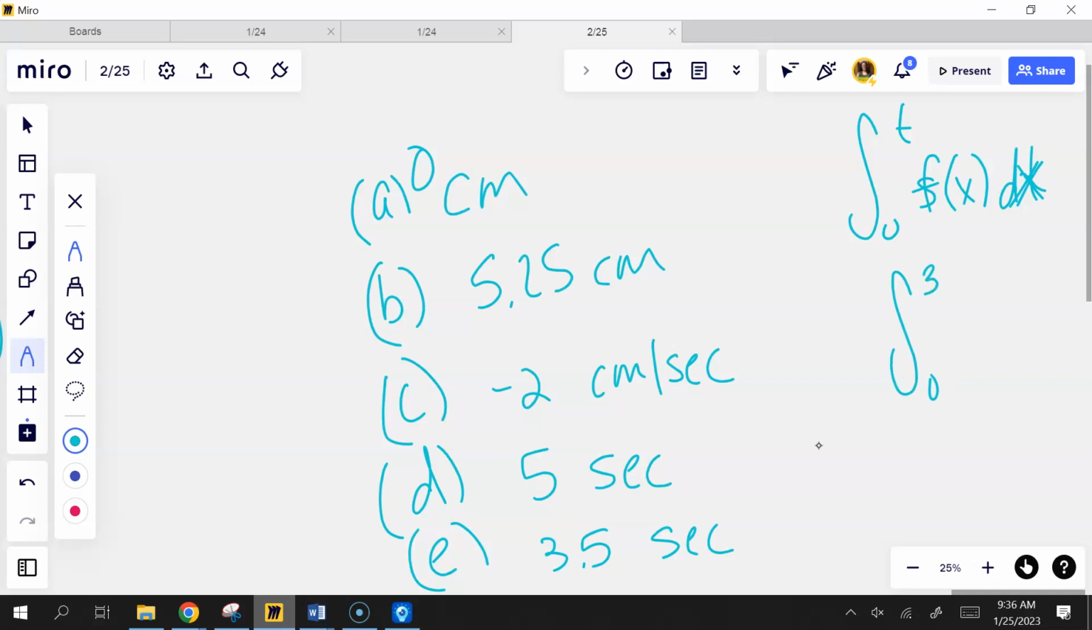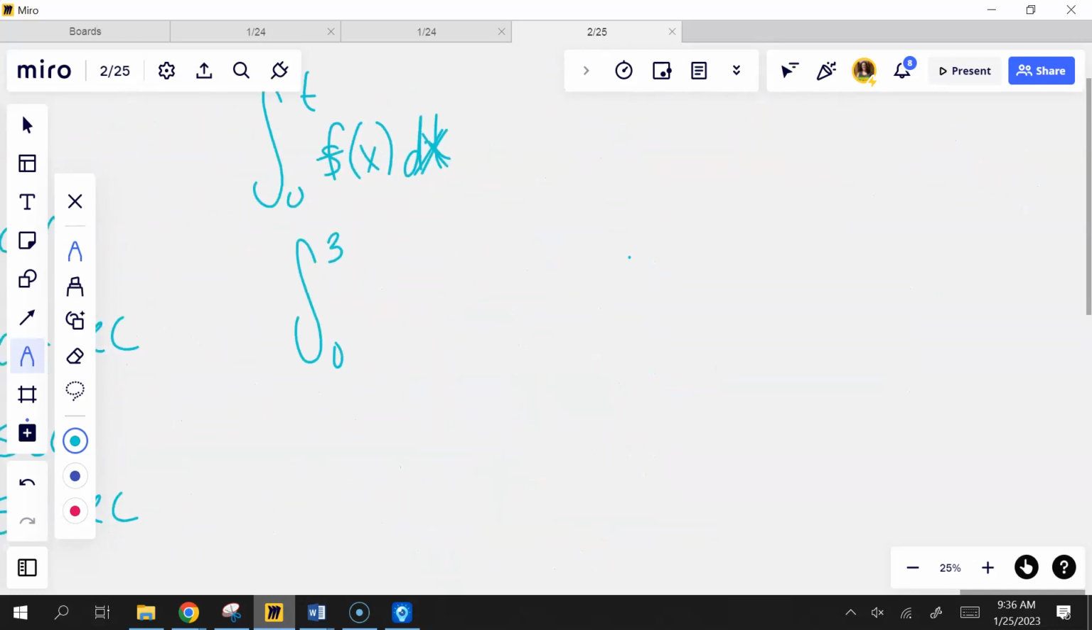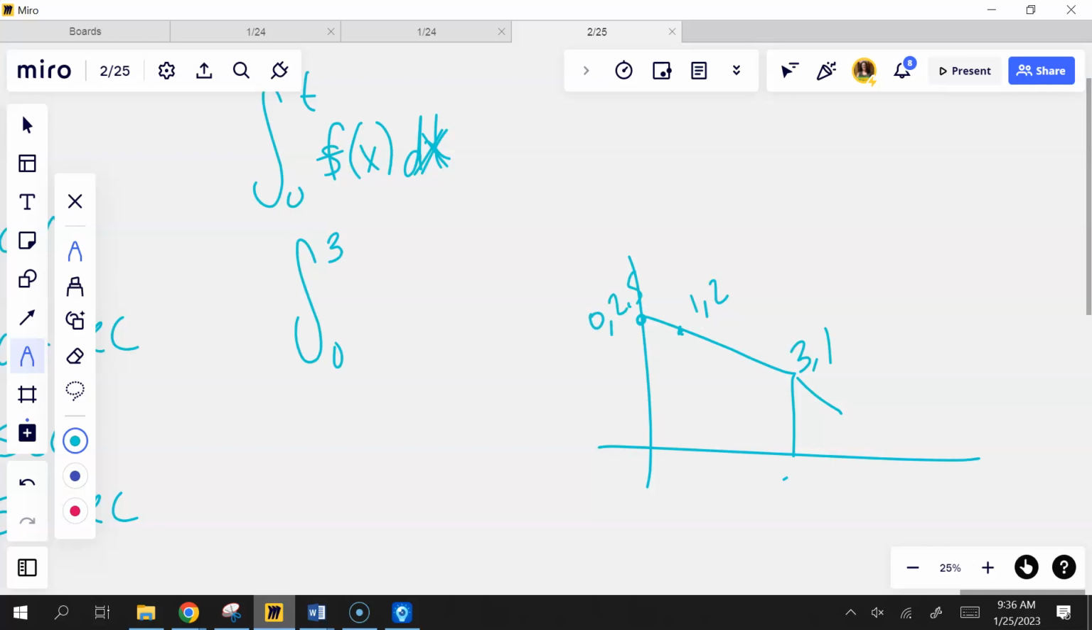So if you look on your graph here, from 0 to 3, it goes down. This is 3, 1. And you got this point 1, 2. This looks about like I estimated this to be 1, 2.5. So this is the area that you're looking for. It looks like a trapezoid. You can split it up into a rectangle and a triangle.